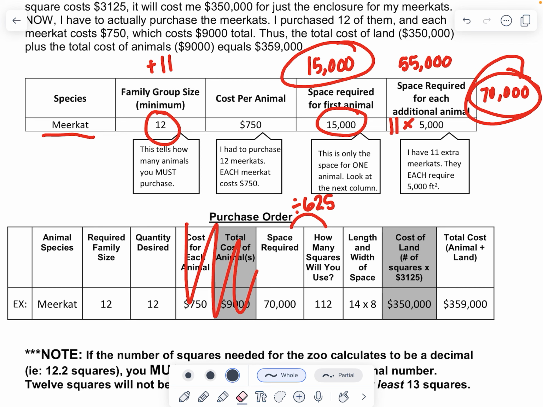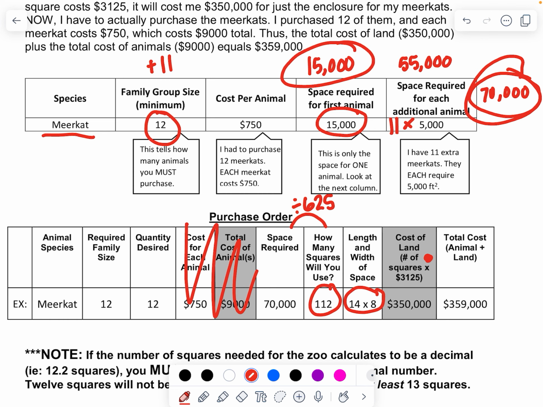On this example, since it's 112, you have to figure out what times what gets 112. They figured out 14 times 8 gets you 112, and that's going to be the length and width of your rectangle. Then to find the cost of the land, remember it's the number of squares times 3,125. So the amount you'll use is 112, and you do 112 times 3,125 because that's how much one square costs.